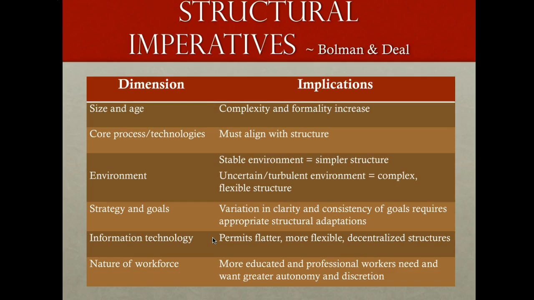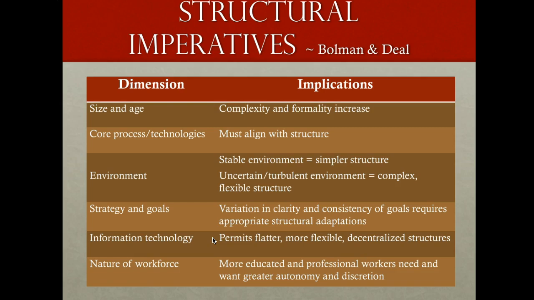Core processes or technologies. This is what an organization does or produces. We're going to talk about that more in a minute, but it must align with the structure of the organization. The environment can be looked at in terms of imperatives. In a stable environment, you could use a simpler structure, whereas in an uncertain or turbulent environment, the structure needs to be flexible and it's probably more complex.